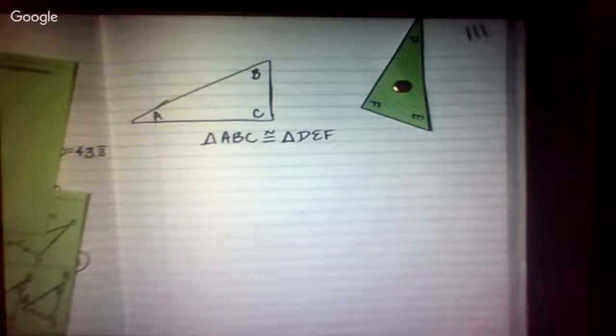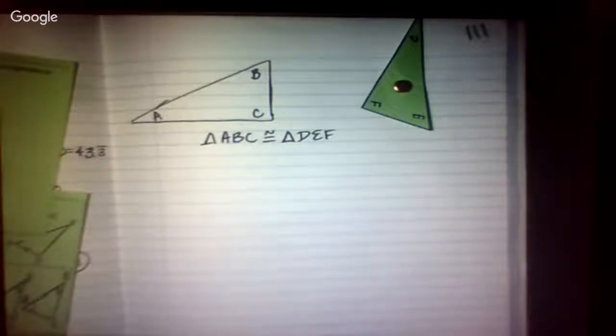So just because it looks different, angle A still corresponds to angle D. So this little skinny angle on the end still corresponds to the little skinny angle, even though it's up in the air now. Okay, angle B still corresponds to angle E. And angle C still corresponds to angle F.